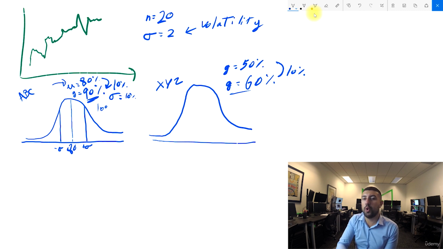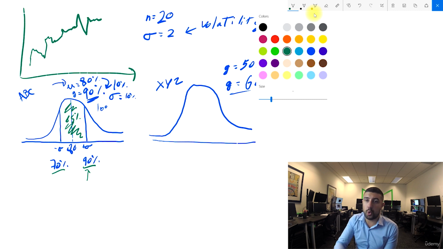So if I want to see all the students who got between 70% and 90%, that's one standard deviation above and one standard deviation below. That amount should give me about 65% of the students. 65% of the students should be between that and that. So if you got 90%, you're good, but you could have done better. You're only one standard deviation above the mean. You're not that good.